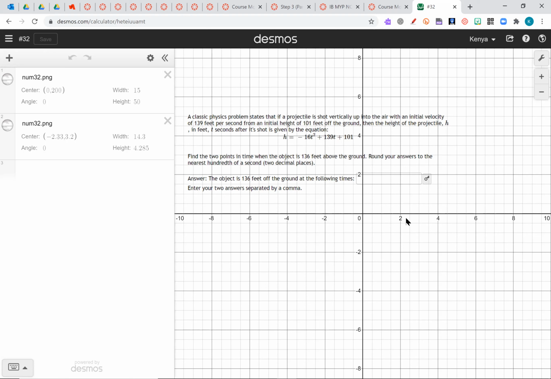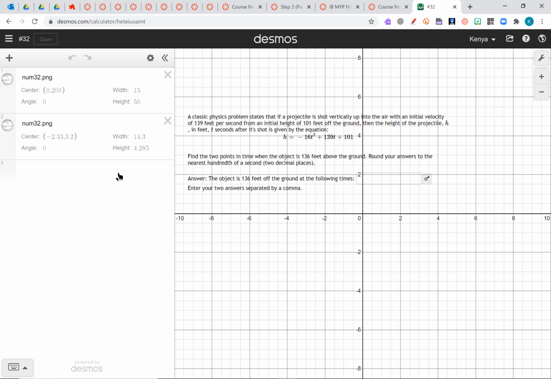So let's answer the question. The answer is the object is 136 feet off the ground at the following times, and we're going to separate those answers by a comma. I want to know when this function is going to be equal to 136. 136 is the height above the ground. H stands for height. When is this function going to be equal to 136?